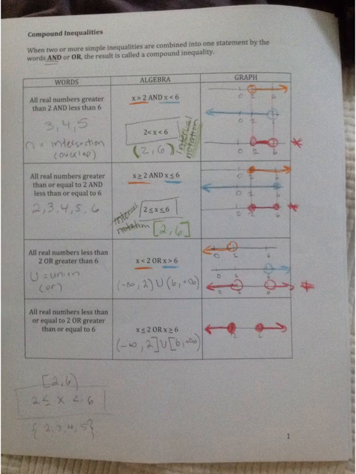So we started out with the first one where it said all real numbers greater than 2 and less than 6. So what numbers are greater than 2 and less than 6? And we came up with a roster of 3, 4, 5. And in algebra, we would write it this way: x is greater than 2 and less than 6. That's actually in words. And down below, algebraically, it's written this way.